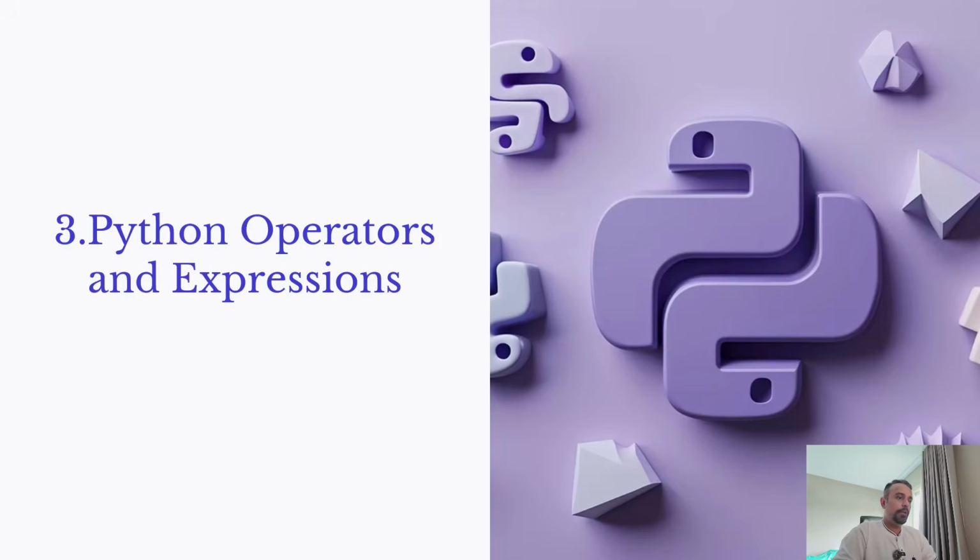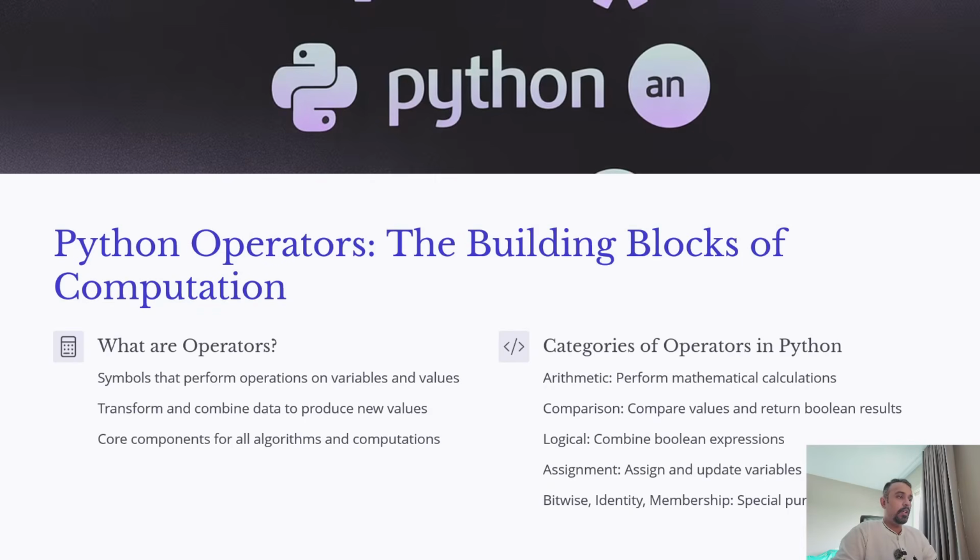Welcome to our third video in the Python for Artificial Intelligence and Machine Learning series. Today, we are exploring operators and expressions, the tools that allow Python to perform calculations and make decisions. What are operators? Operators are symbols that perform actions like math, comparison, or assignments. They actually make our code do real work, not just store values.